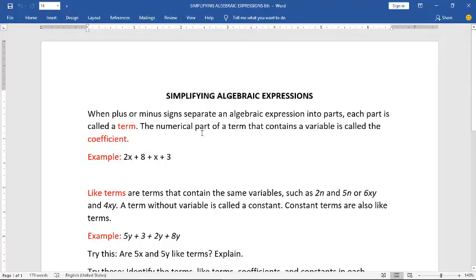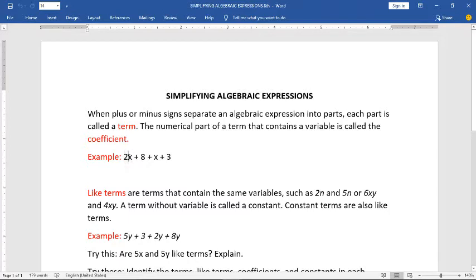The numerical part of a term that contains a variable is called the coefficient. You already know what a variable is. A variable is a placeholder for any number. For example, here we have the letter x that stands for another number, a number that we don't know. So we substitute it by a variable.